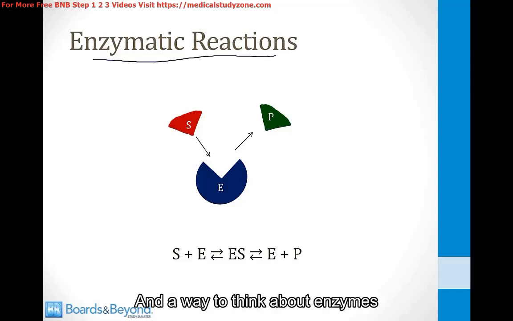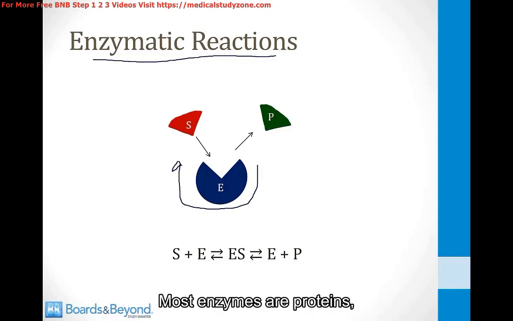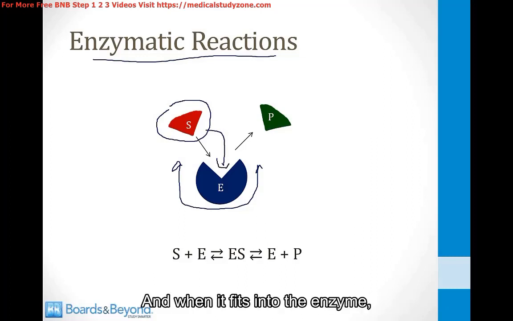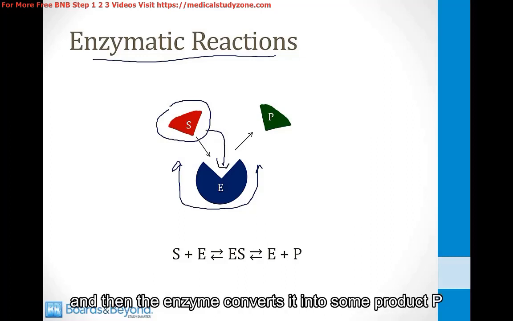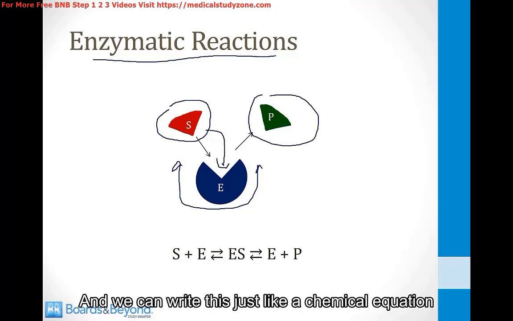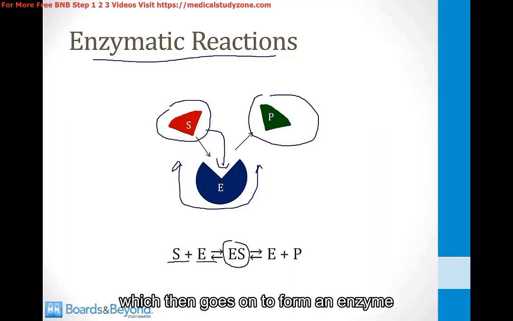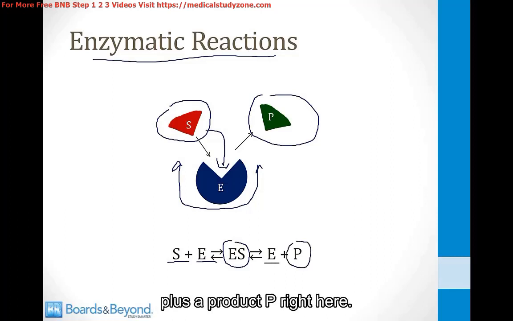The way to think about enzymes is to picture them as a circle with a piece missing right here. Most enzymes are proteins, but you can just think of them as a circle with a little wedge cut out. And then something called a substrate is a biological molecule that fits neatly into that enzyme. When it fits into the enzyme, it can form a complex with the enzyme, and then the enzyme converts it into some product P that is useful to the body. We can write this just like a chemical equation as substrate plus enzyme yields an enzyme-substrate complex, which then goes on to form an enzyme plus a product P right here.